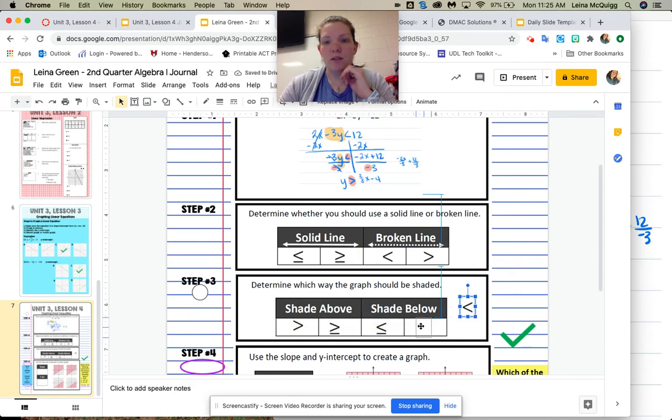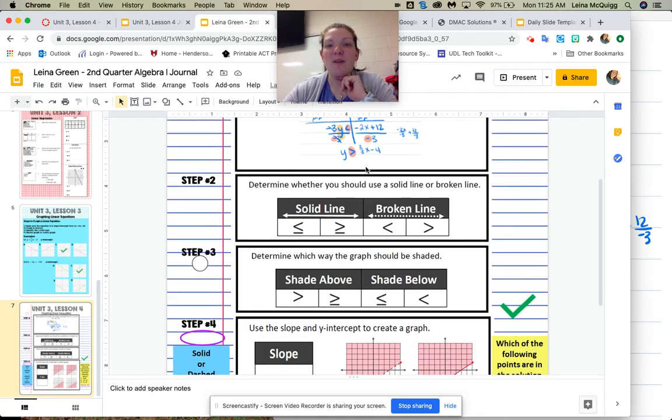I said those backwards as I was grabbing them. Shaded above is greater than or greater than or equal to. Shaded below is less than or less than or equal to. Okay? This only works if y is by itself. Cannot stress how important that is. It only works if y is by itself.